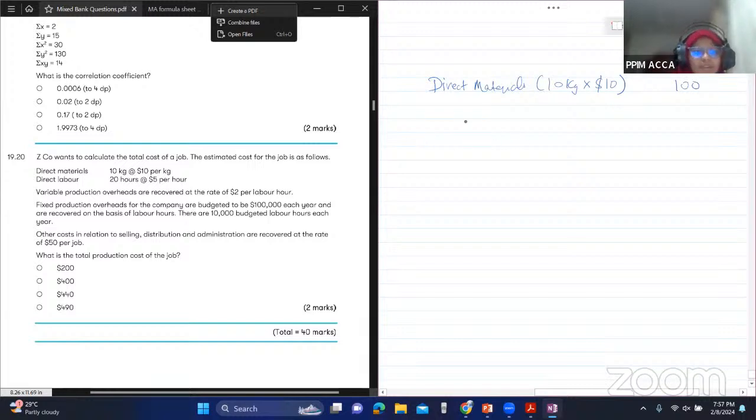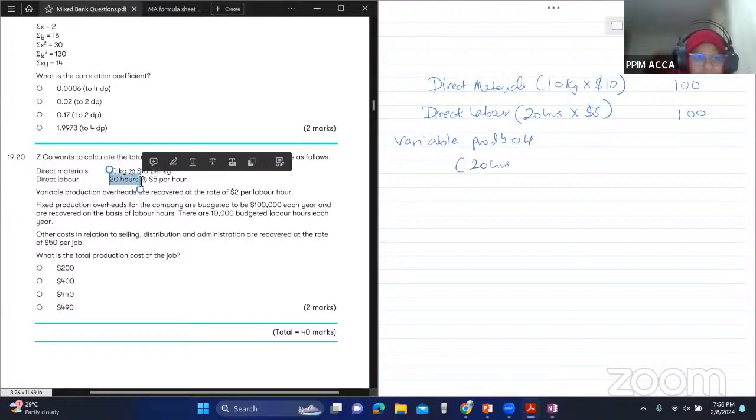Then we have direct labor, which is 20 hours of labor. Each hour we pay 5. So 20 into 5 is also 100. Variable production overheads. So what is that? 2 per labor hour. So we had 20 labor hours, from here. So 2 into 20, that is 40.